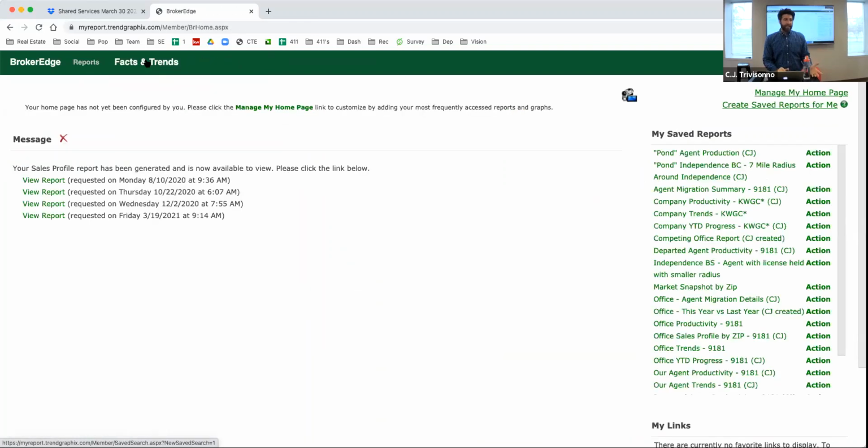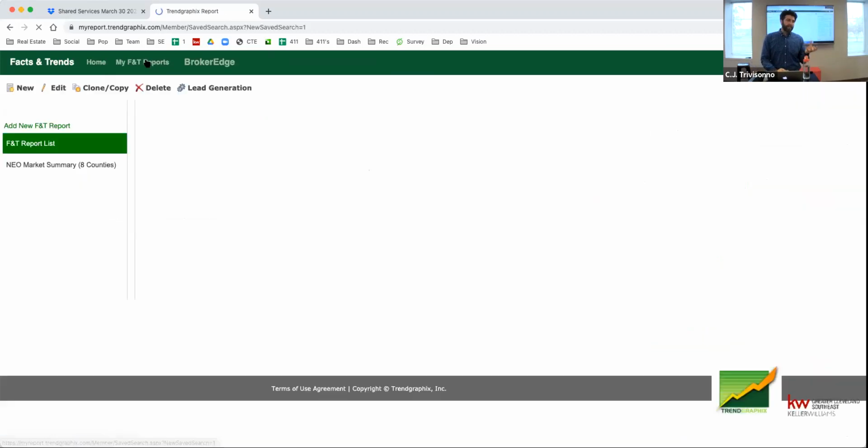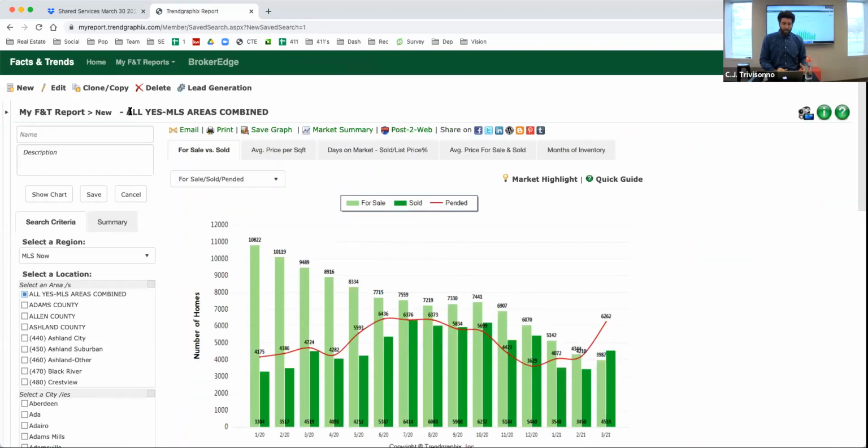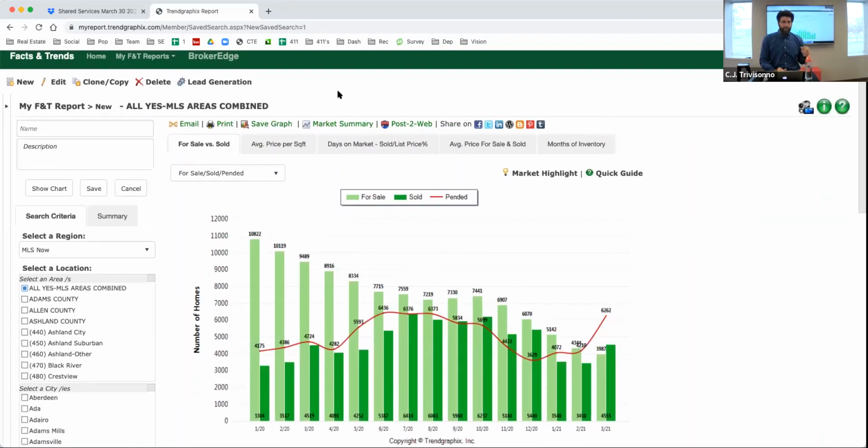So we want to click facts and trends. Again, I don't know why that's different from reports. I have no idea. You just have to almost remember where to go. So click facts and trends, and this is more market data instead of looking at the agent population. So this is like the sales, what's driving this conversation. Okay. So I'm going to show you guys, first of all, do you see this where it says market summary? This is all of Northeast Ohio.